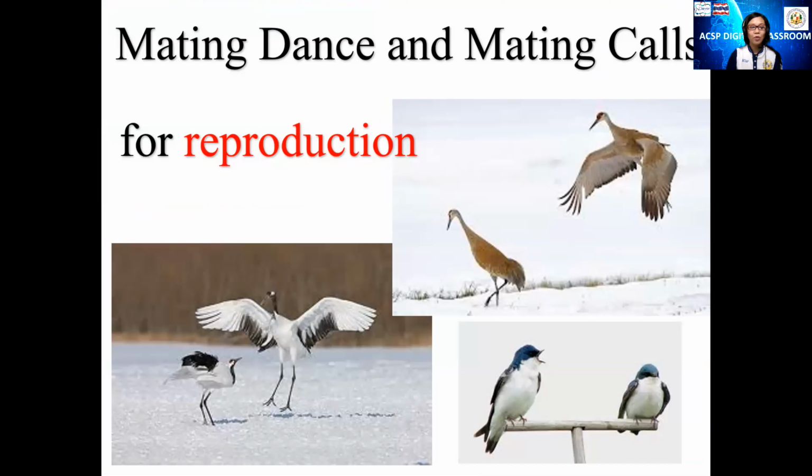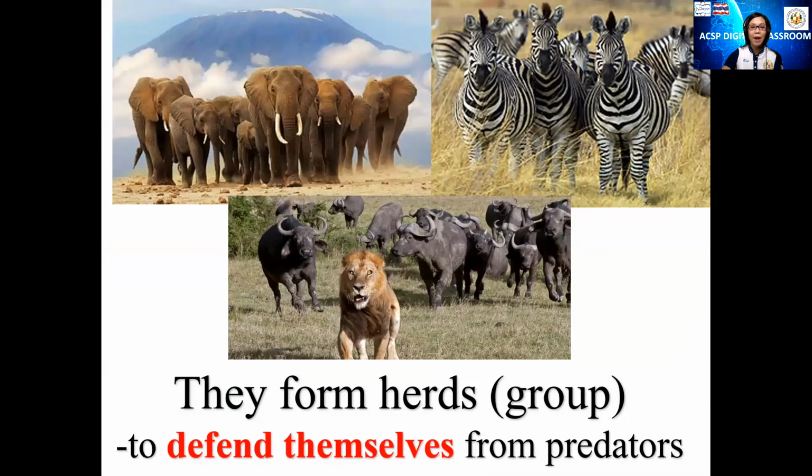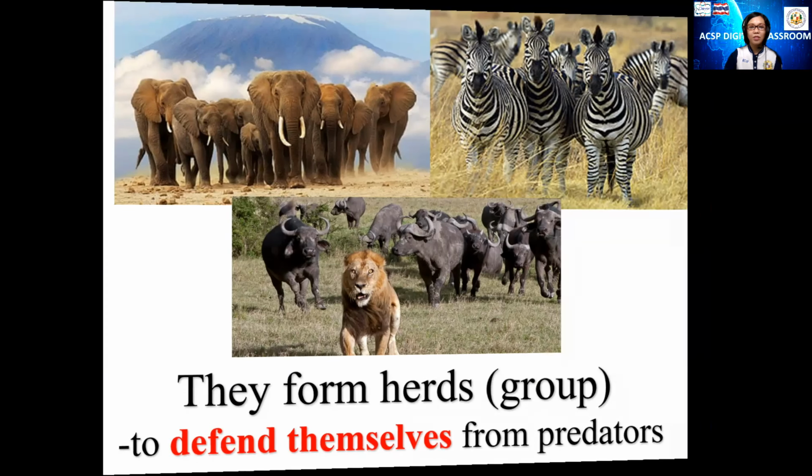Okay, next is mating dance and mating calls for reproduction. In reproduction, mating calls and mating dance are used by animals to attract mates so that they won't become extinct. They won't become endangered. All right, so they can reproduce more. That is behavioral adaptation of animals. Some animals also form groups to avoid getting eaten by predators, to defend themselves from predators.